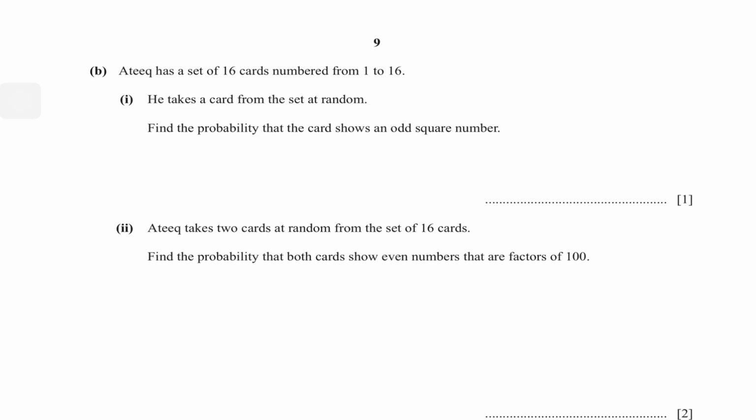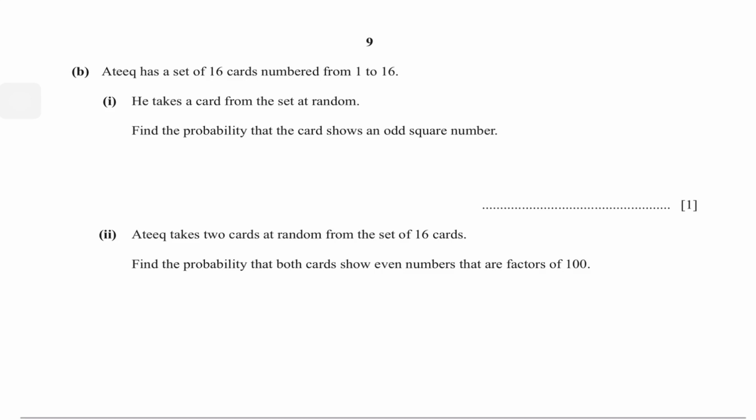All right. Find the probability that the card shows an odd square number. The keywords here are odd and square. Let's see how many odd numbers we have, and how many squares we have. 1 to 16 basically means that he's going to have 16 cards. And an odd square number.